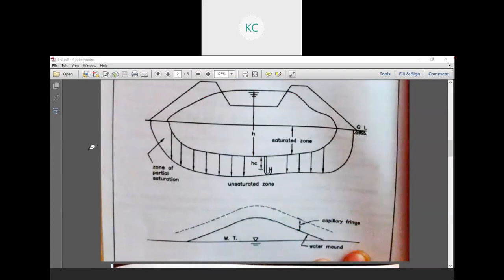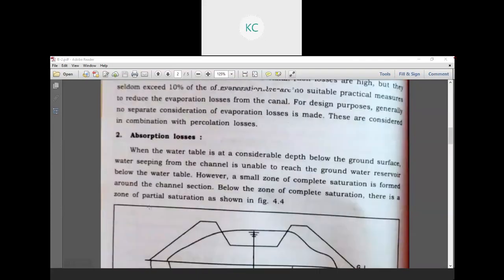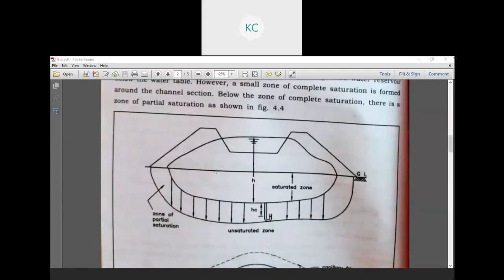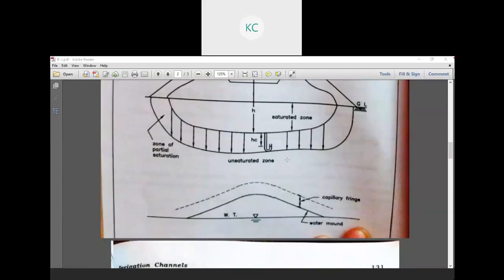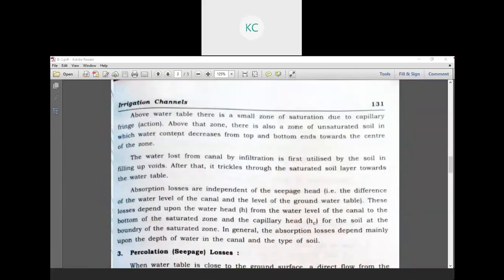બરાબર. સો એબ્ઝોર્પ્શન લોસીસ એટલે કે જ્યારે તમારું વોટર કેનાલમાંથી પાસ થઈ રહ્યું છે તો ડ્યુ ટુ ધેટ સેચ્યુરેશન એઝ વેલ એઝ ધ પાર્શિયલ સેચ્યુરેશન ઝોન વોટર જે છે એ સીપેજ લોસીસ થાય અને એ પર્ટિક્યુલર આ લોકેશનમાં પોર થાય. બરાબર, કે જે સેચ્યુરેશન એઝ વેલ એઝ અનસેચ્યુરેશન ઝોન છે. Above the water table there is a small zone of saturation due to the capillary fringe.